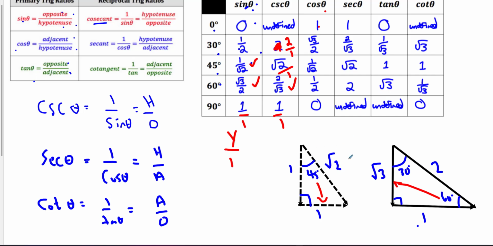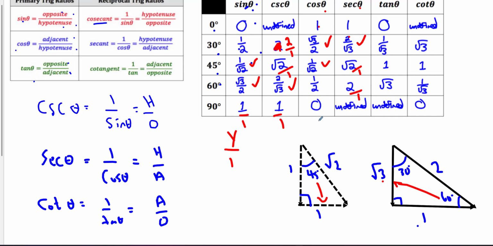Cos of 30 is adjacent over hypotenuse, which is root 3 over 2. Check. Secant is 2 over root 3. It's just the flip. And then cos of 45 is 1 over root 2. Check. And this is just root 2 over 1. Cos of 60 is 1 over 2. So this is just 2 over 1.